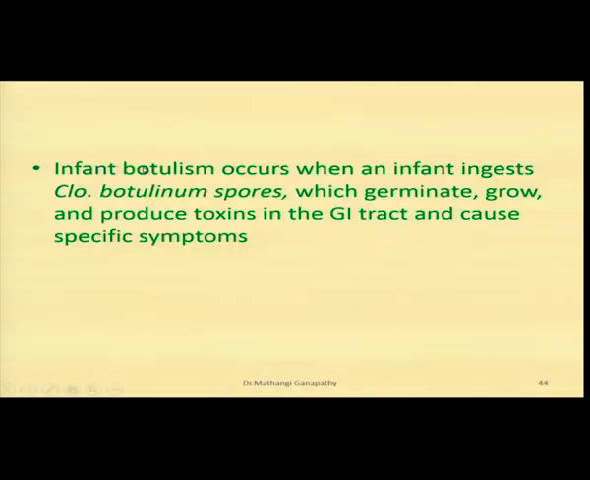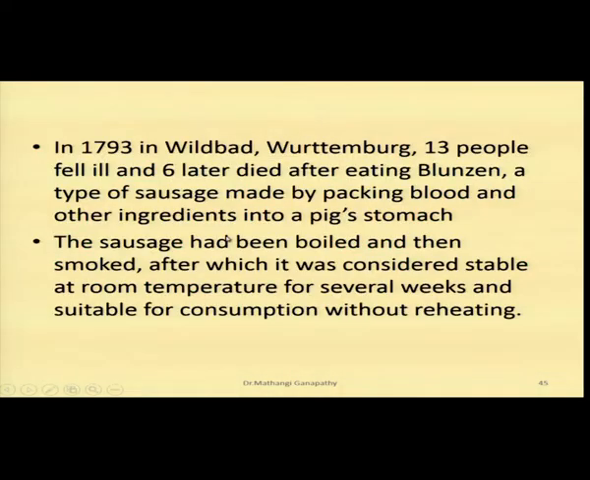And we have another case which is called infant botulism. This happens when infants ingest Clostridium botulinum spores, which germinate, grow, and produce toxins in the GI tract and cause the specific symptoms. If you trace the history of how Clostridium botulinum was identified, in 1793 in Wildbad, 13 people fell ill and 6 later died after eating blunzen.